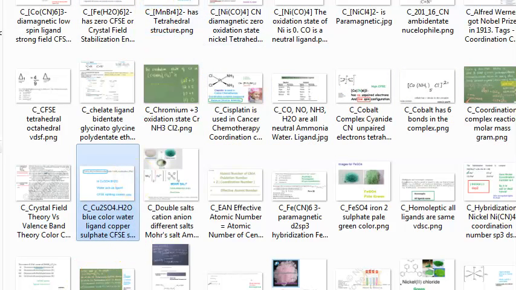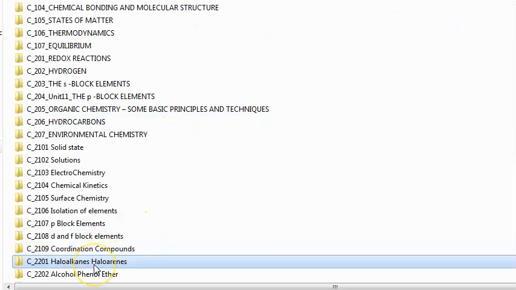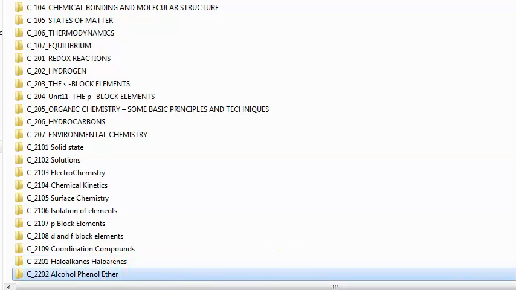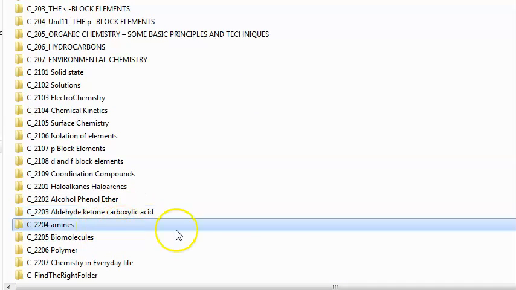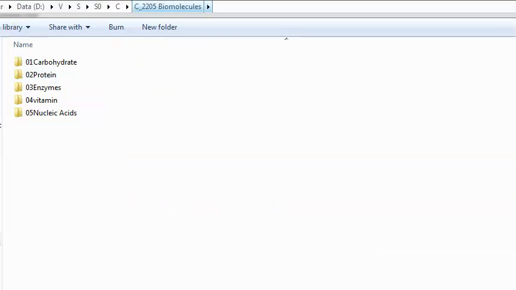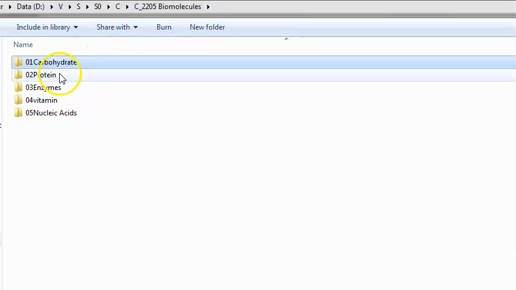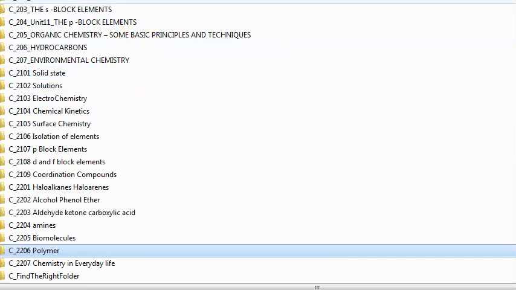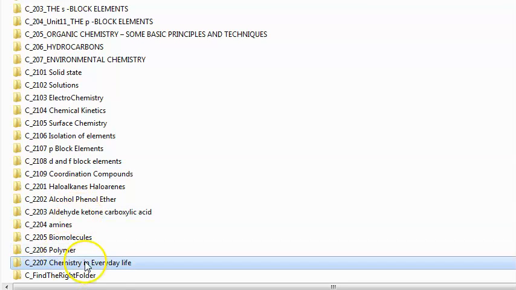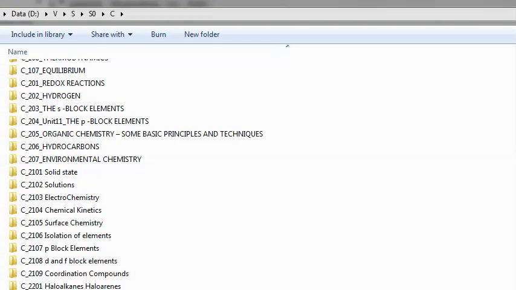Okay. Then haloalkanes, haloarenes, alcohol, phenol, ether, aldehyde, ketone, carboxylic acid, amines. Then biomolecules. Look at the biomolecules: carbohydrates, proteins, enzymes, vitamins, nucleic acids. You'll read about polymers and chemistry in everyday life, etc. So we completed the chemistry part.